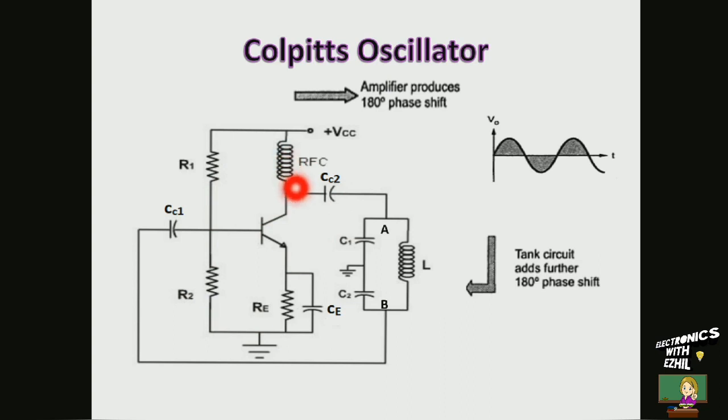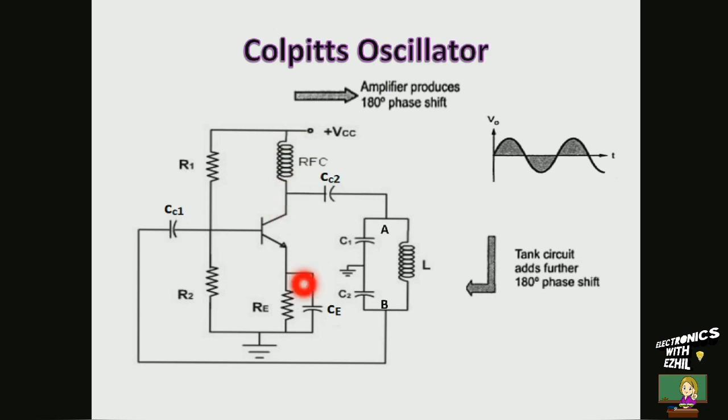RFC is the radio frequency choke which has very high reactance for high frequencies, so it can be treated as open circuit. While for DC conditions, the reactance of the RFC choke is 0, so it allows DC to pass through it and blocks transient AC signal. Hence it provides isolation between AC and DC operation.